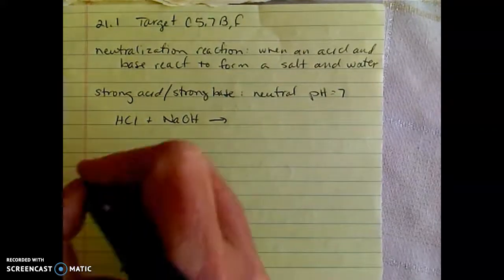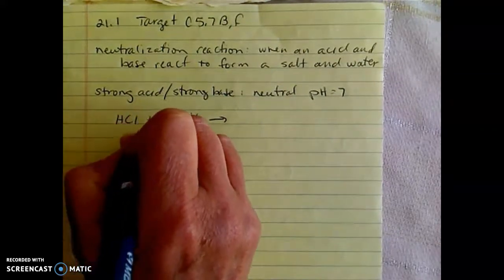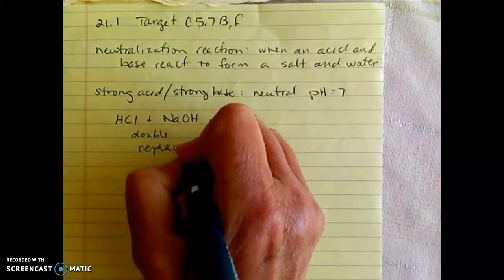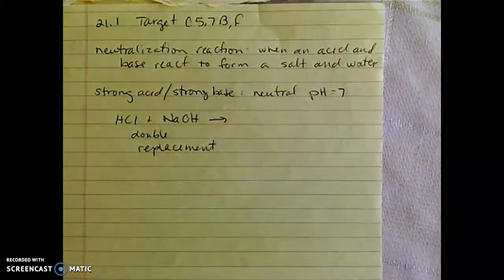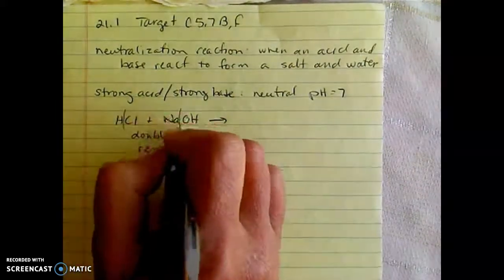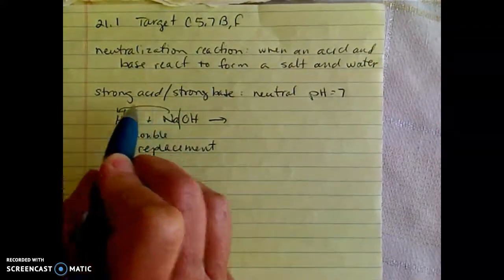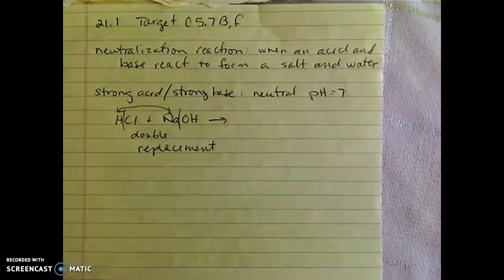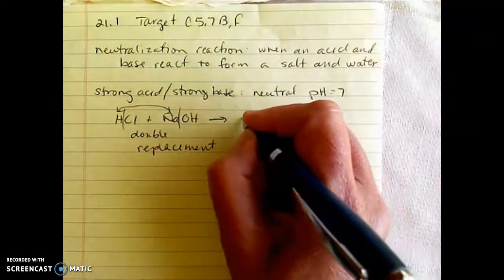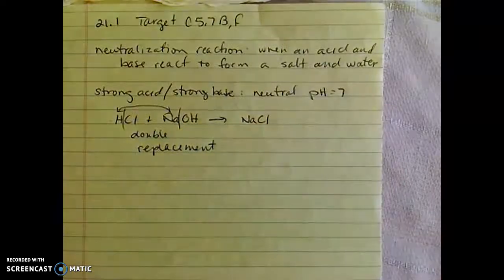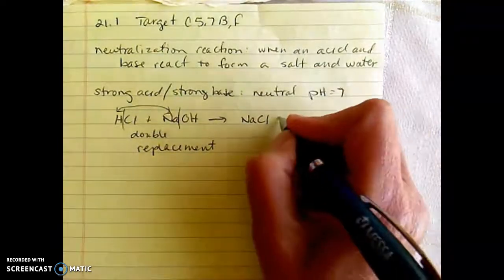All neutralization reactions are also your double replacement. Now, we have done double replacement before, so that makes this a little bit easier. In a double replacement reaction, you've got your positive and negative, and your positives switch places. So that means Na will go with Cl. Remember, Na is positive, so it goes first. Na is a +1, Cl is a -1, so that's NaCl. And then you're going to get water.